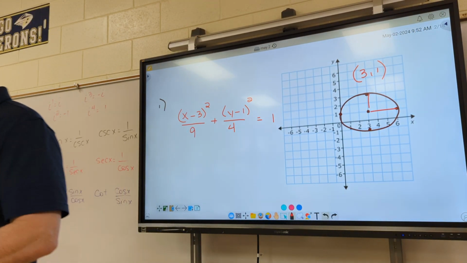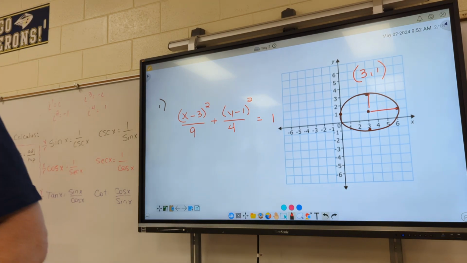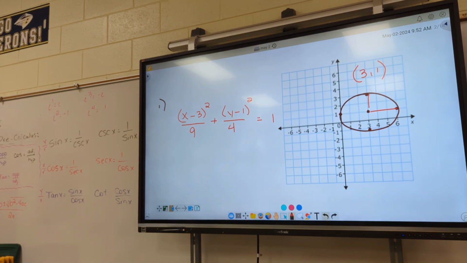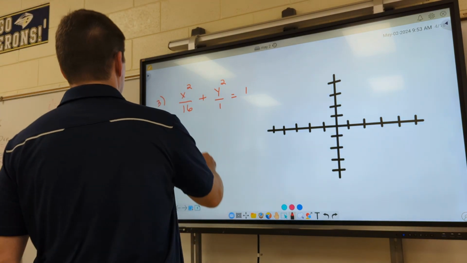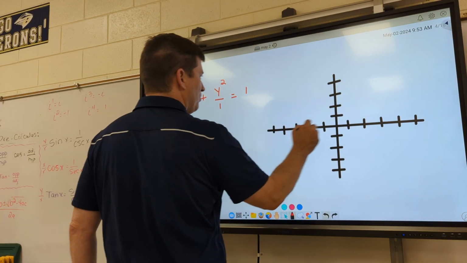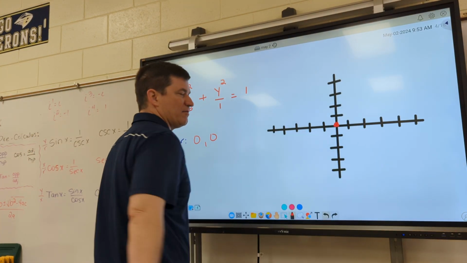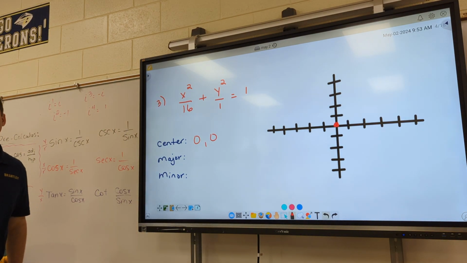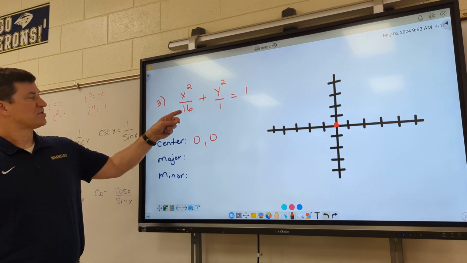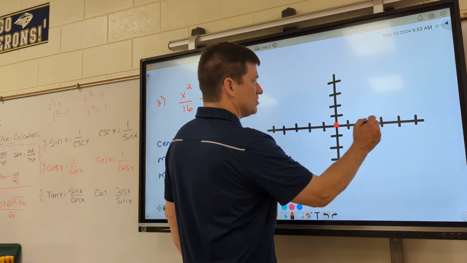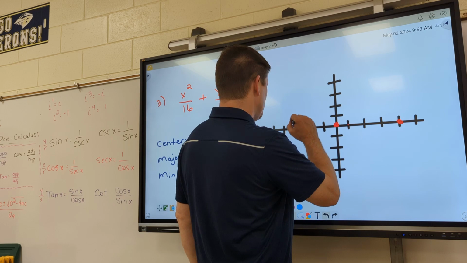All right, I showed y'all number 1. Y'all do number 2 now, quickly. All right, so our center is 0, 0. Put a point right in the middle of your graph. On the x-axis, square root of 16 is 4. So I go 1, 2, 3, 4, and 1, 2, 3, 4.